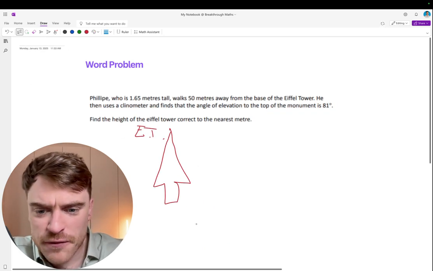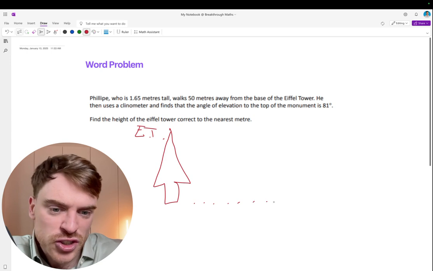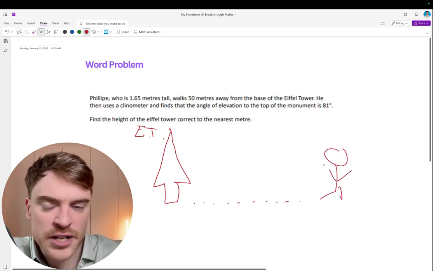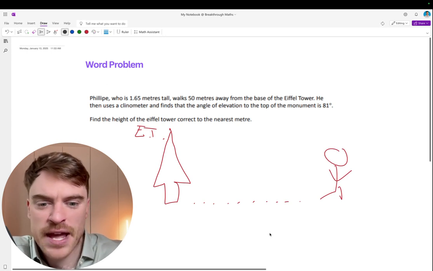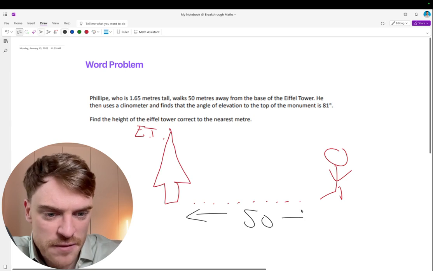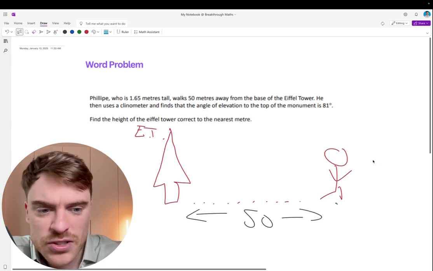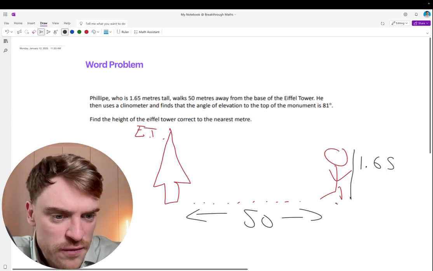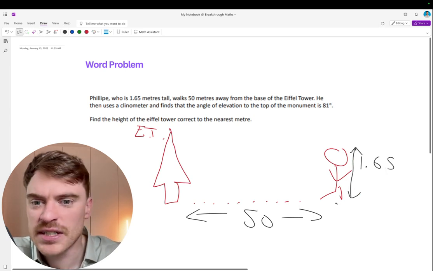So Felipe walks 50 meters away. Here's Felipe. You draw it out like this. I hope you're following along and you've drawn this as well. There's Felipe. He draws a 50-meter gap between him and the Eiffel Tower. Felipe, how tall is he? He's 1.65 meters tall. And I draw it like this. I use two different colors. All right? That's how you do it.